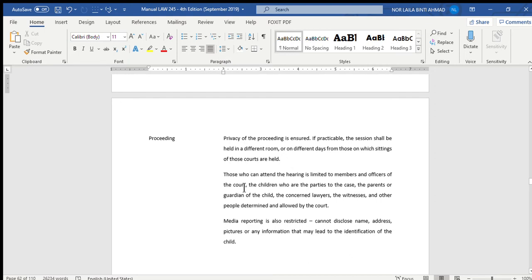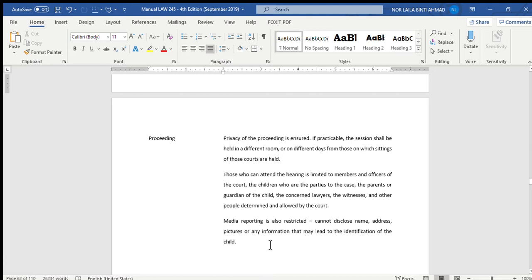Those who can attend the hearing are limited to members and officers of the court, the children who are the parties to the case, the parents or guardian of the child, the concerned lawyers, the witnesses, and other people determined and allowed by the court. Media reporting is also restricted. They cannot disclose the name, address, pictures, or any information that may lead to the identification of the child.